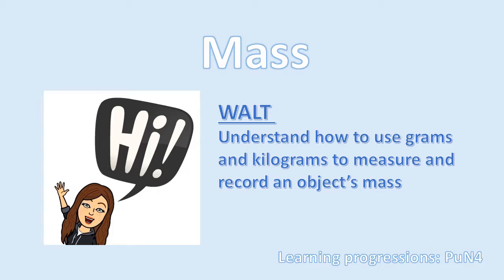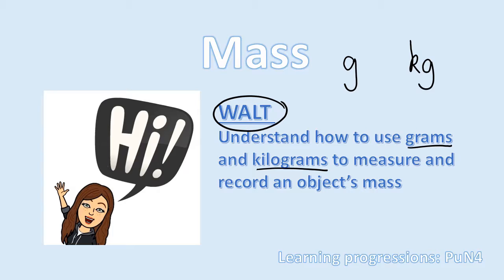Let's get started. Our learning intention for today is that we are learning to understand how to use grams and kilograms to measure and record an object's mass. So we will be looking at grams, which in short version can be written simply as g, and kilograms written as kg. These two things are very important. Without them, people don't know what unit of measure you're talking about.